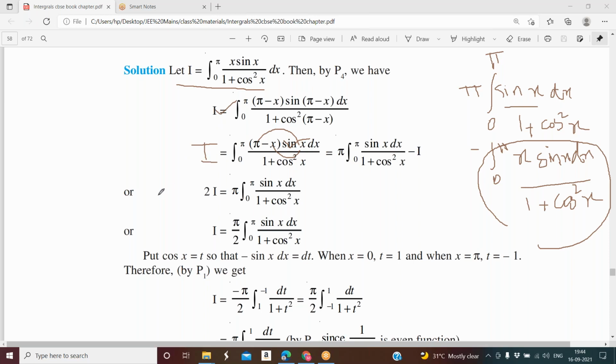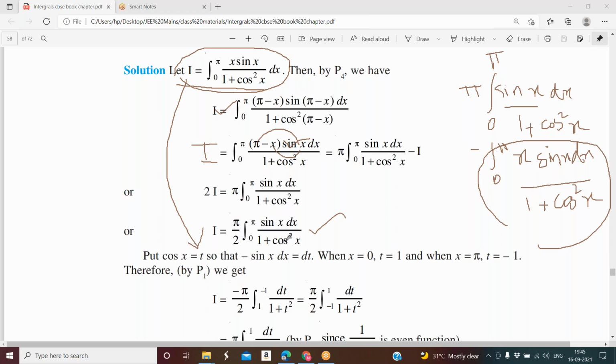If you bring this I to the left hand side, it becomes 2I, I plus I. So what is the value of 2I? 2I is pi times the integral from 0 to pi of sin x dx by 1 plus cos square x. Therefore, I value is pi by 2 times the integral from 0 to pi of sin x dx by 1 plus cos square x. So this is your problem now. It is getting simplified to the new one: pi by 2 times the integral from 0 to pi of sin x dx by 1 plus cos square x.